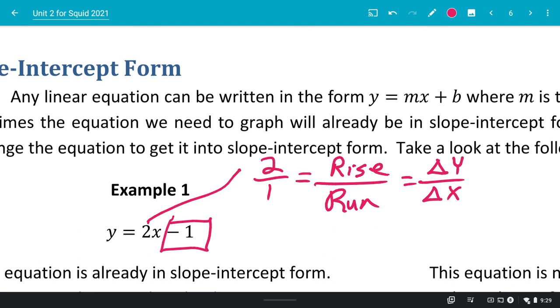-1. Remember, the sign goes with it. The sign goes with it. So this is my initial value or my y-intercept.